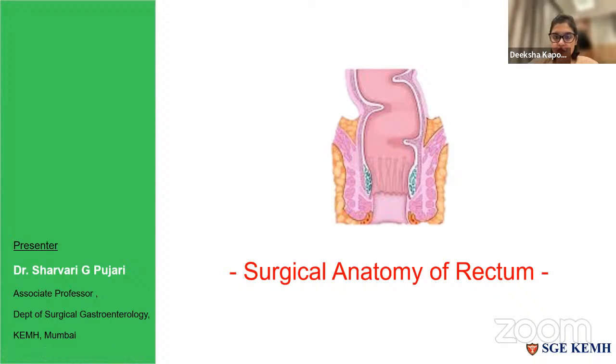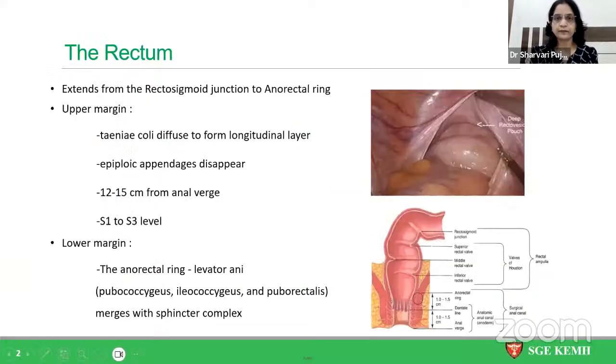So I will be talking on the surgical anatomy of rectum with relevance especially to carcinoma of rectum. So the rectum extends from the rectosigmoid junction to the anorectal ring. Intraoperatively, the upper margin of the rectum can be identified as the level where the tinea coli of the sigmoid colon diffuse to form a longitudinal layer of rectum and epiploic appendices disappear. This corresponds to the level of about 12 to 15 centimeters from the anal verge, and in the sacrum, it corresponds to about the sacral promontory, that is the level of S1 up to S3 level.